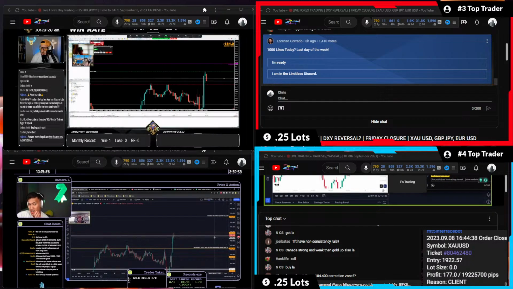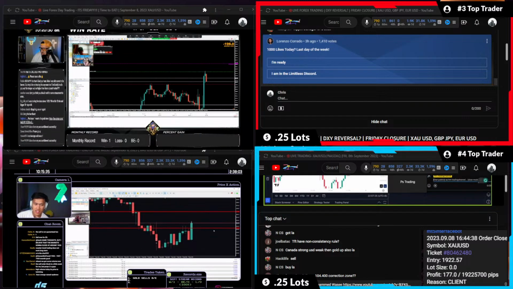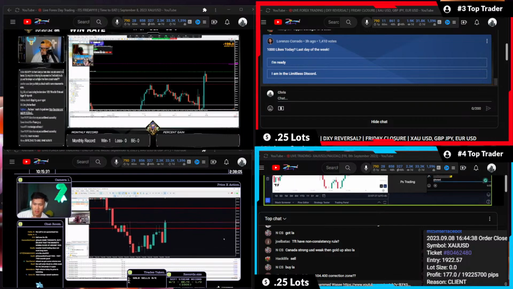I'm pretty sure if you draw some type of, what do you call it, some type of order block there, or whatever indication there, it will be some type of order or some type of level there. I'm pretty sure at 33.